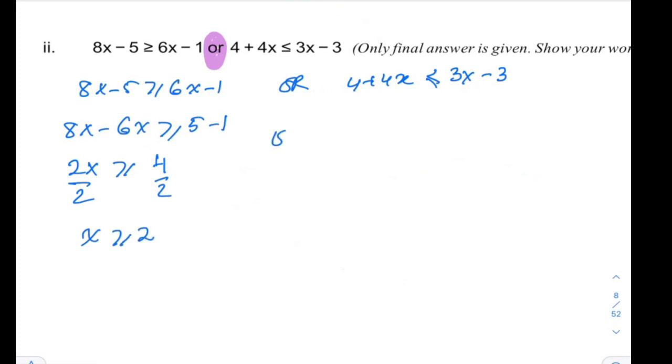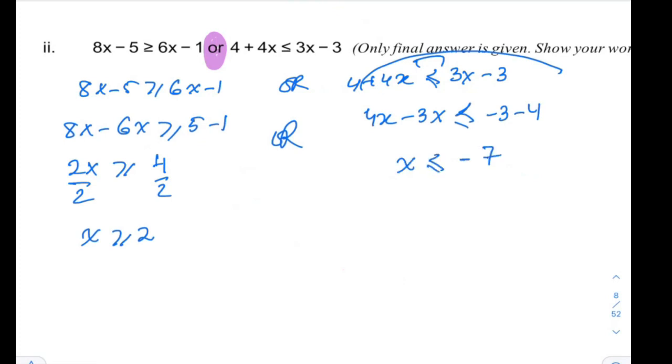Or, for that one, x minus 3x is less than or equal to minus 3 minus 4. So it is x less than or equal to minus 7. So we have two inequalities combined by OR. Let's see, this is the smallest, it will be here. Close the circle since there is an equal sign here. And the second one will be 2.